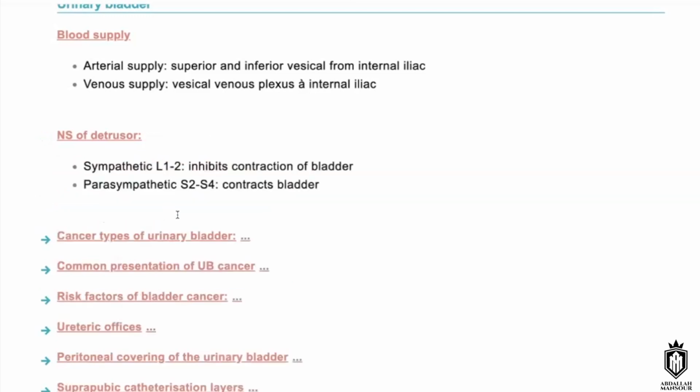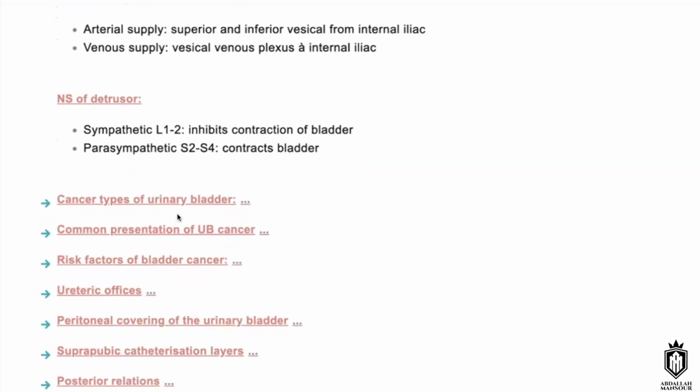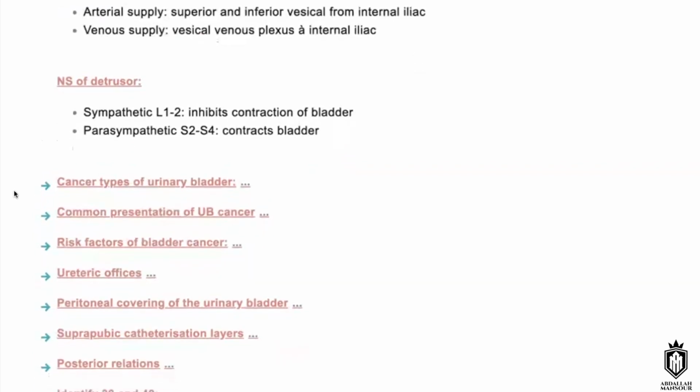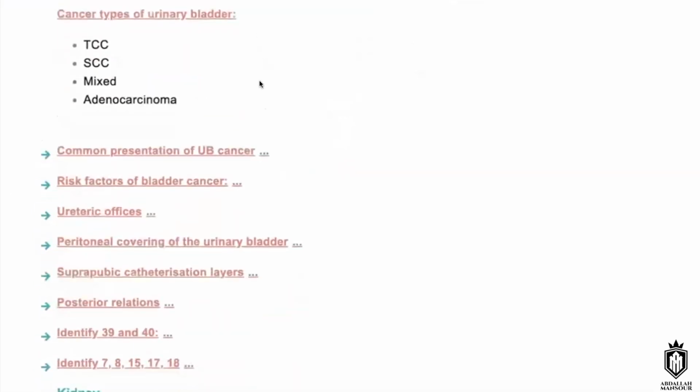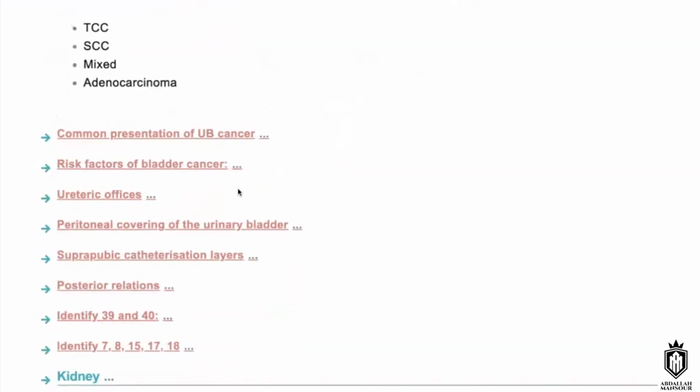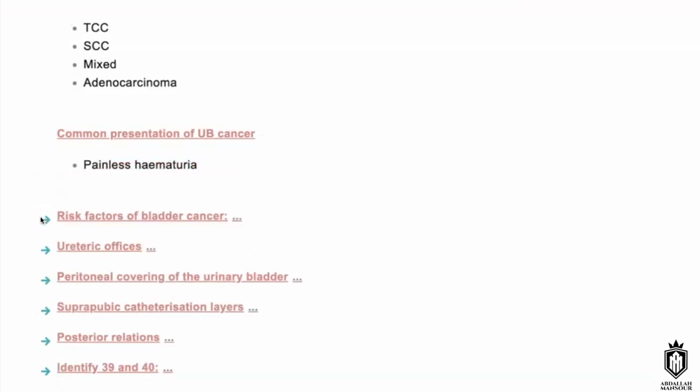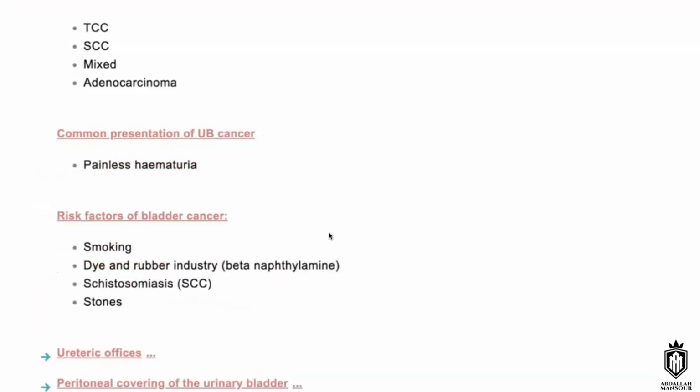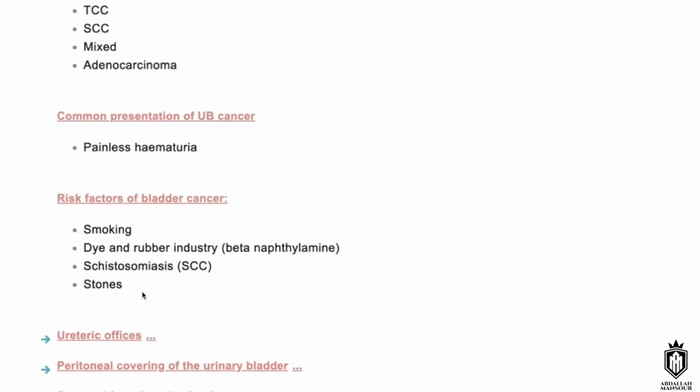Yeah. What are the cancer types of the urinary bladder? The most common one is transitional cell carcinoma, but we can have squamous cell carcinoma as well as adenocarcinoma. Okay. Transitional cell is the commonest, and you have squamous and adenocarcinoma as well. And what are the risk factors for bladder cancer? Smoking, certain types of dyes, asbestos, naphthalene, infection with schistosoma, as well as stones. Stones as well. Yeah, well done.